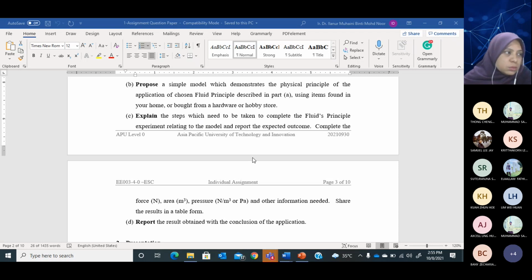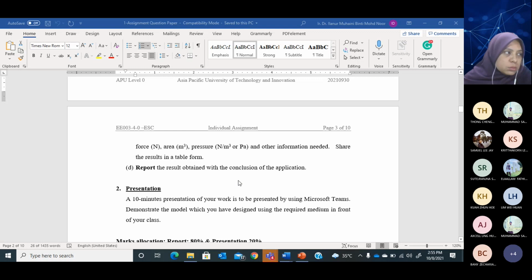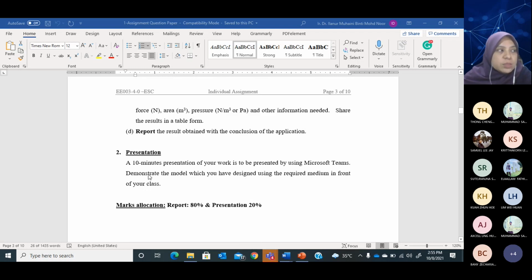What else? Report the result obtained with the conclusion. Okay. Next is presentation. A 10-minute presentation of your work is presented by using Microsoft Teams. Demonstrate the model which you have designed using the required medium in front of your class.